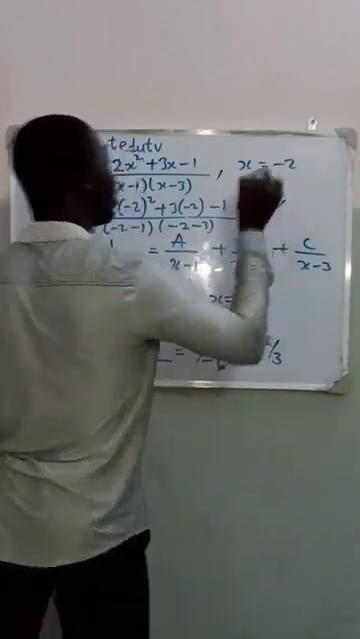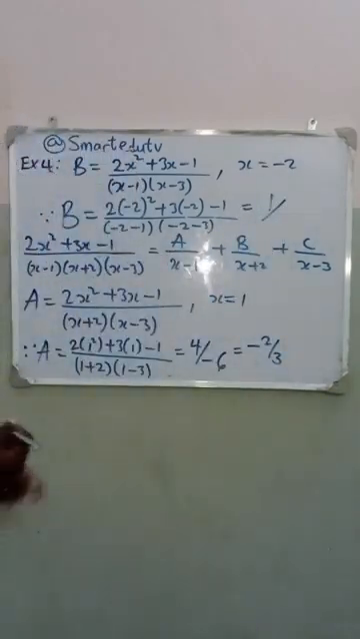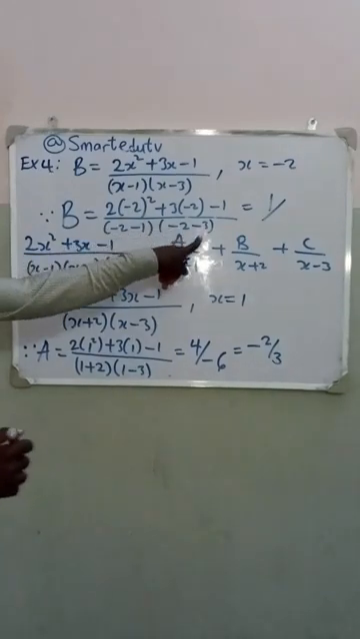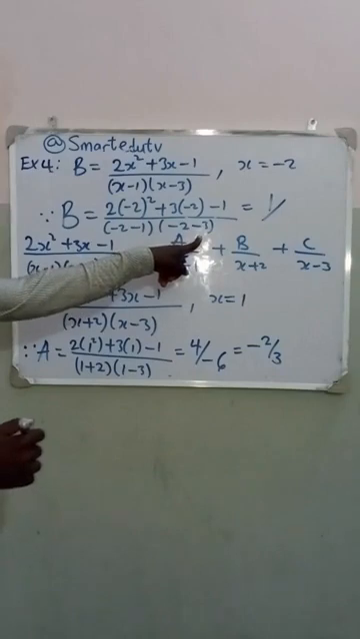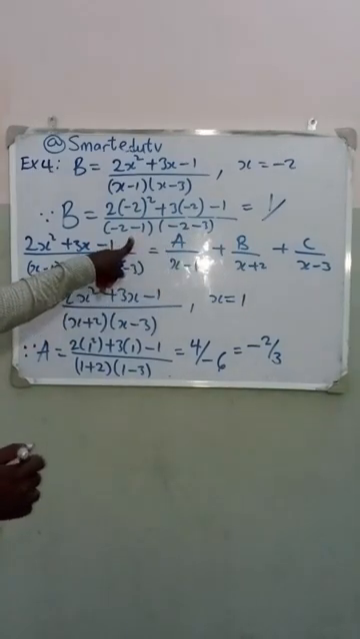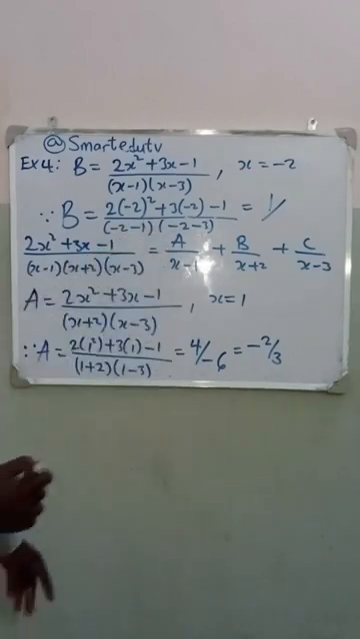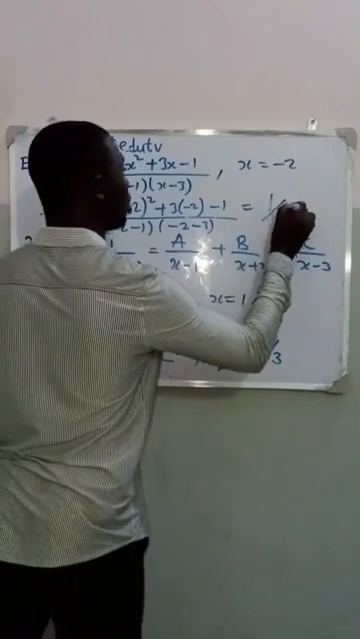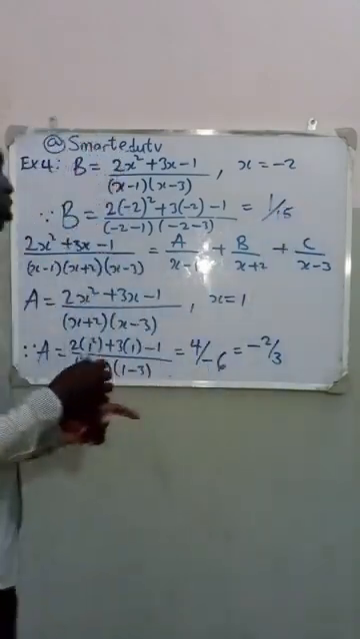Over, let's go to the denominator. Minus 2 minus 1 gives minus 3. Minus 2 minus 3 will give minus 5. Minus 5 times minus 3, minus times minus gives us positive. 5 times 3 gives 15. So 1 over 15. And that's the value of B.